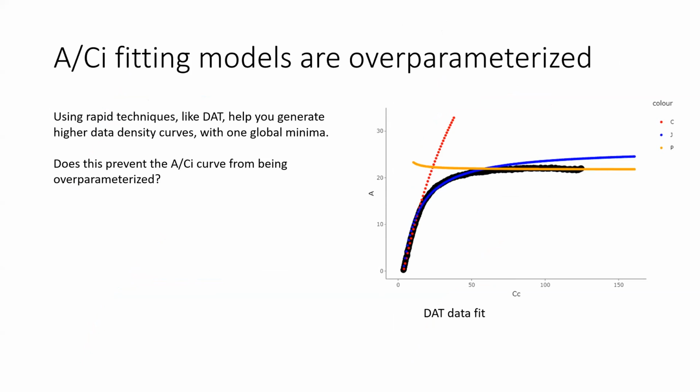And if you run your DAT curves slowly enough that you are taking the same amount of time as you would normally run a typical steady state ACI, you're going to be producing hundreds of data points. And that kind of data caused this one ACI curve to only have 1 global minima. So does this prevent the ACI curve from being overparameterized? I can't really say yes or no to that, but I can say that it helps.